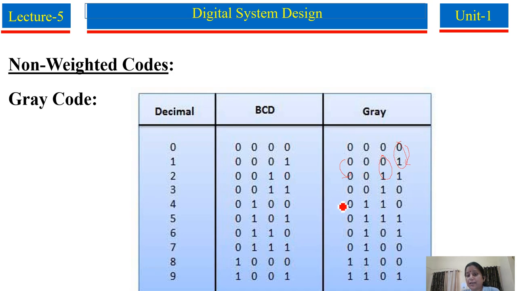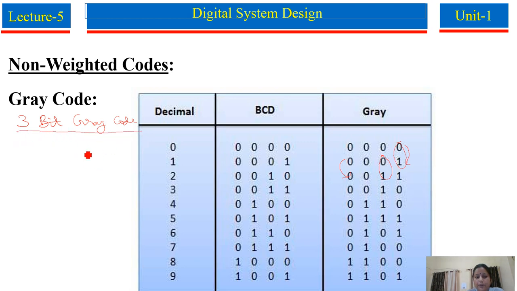But the next question arises: how do we write this code? So here I explain a very short trick for writing a Gray code. Very simple thing, देखिएगा ध्यान से. Here I want to write Gray code for 3 bits. 3-bit Gray code. So very simple, देखिएगा ध्यान से.